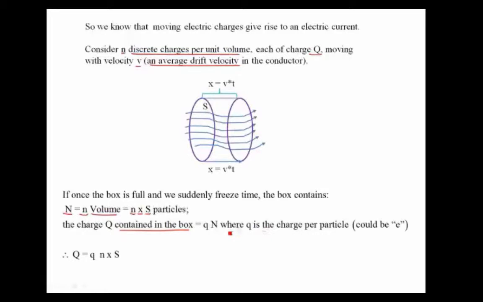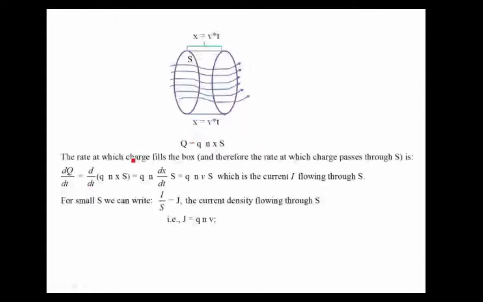So I restate that here. q is the charge per particle. Now if these are electrons, it could be the charge on the electron. So rewriting this, Q, the total charge, is equal to q times n times x times S. This is just repeating what we've had here, but now let's look at the rate. And this is the rate at which charge fills the box, and therefore the rate at which charge passes through S. It's given by just taking the derivative of capital Q right here, and we've got the left-hand side, so we can take the derivative of it.